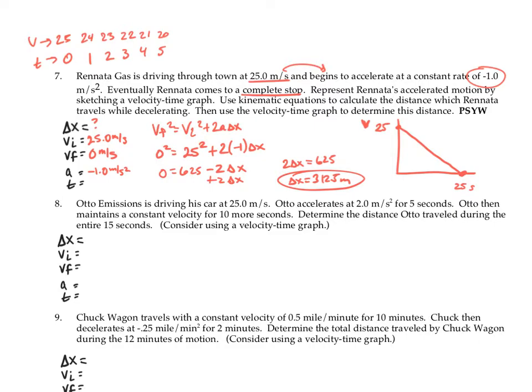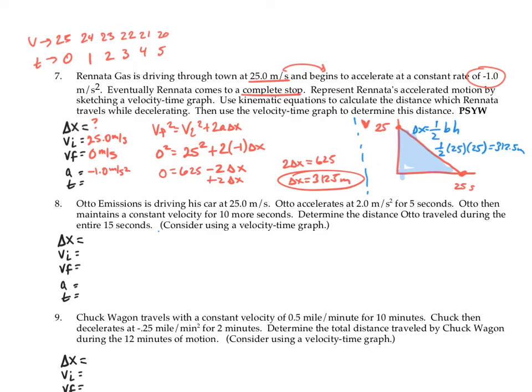And so how would I get the distance traveled from this graph? Remember, to get displacement from a velocity graph, I have to take the area. So let's take the area of this graph. So remember, how do we take the area of a velocity graph? This one is a triangle, so I need to do 1/2 base times height, which would be 1/2 of 25 times 25, which again gives me 312.5 meters.